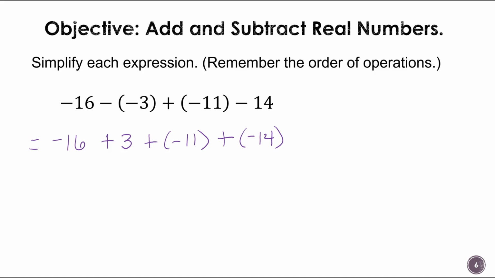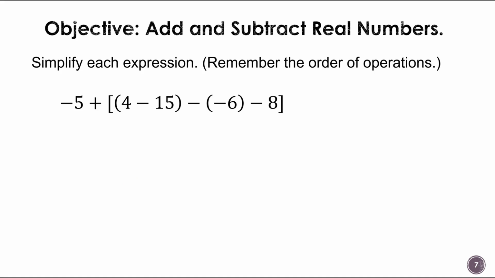So I'm going to take -16 plus -11 plus -14. And I'm going to add the -16 and -14 because I know that's -30. -30 plus -11 is -41. And then that's plus 3. I only have two numbers to work with the opposite signs now. I have more negatives than positives in this case, so that is -38.